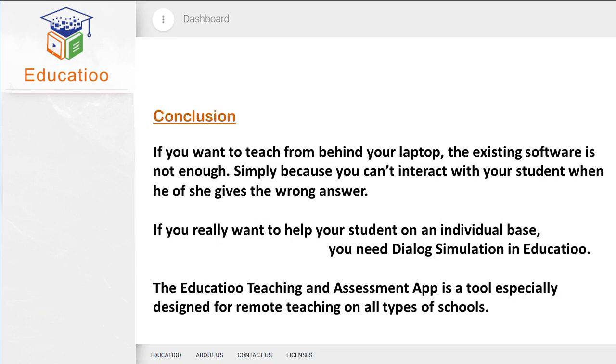If you are restricted or want to teach from behind your laptop, the existing apps and software are not enough, simply because you can't interact with your student when he or she gives the wrong answer. If you really want to help your student on an individual basis, you need dialogue simulation in Educatioo. The Educatioo Teaching and Assessment app is a tool especially designed for remote teaching in all types of schools.